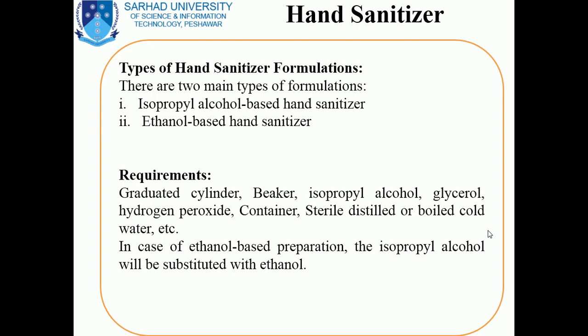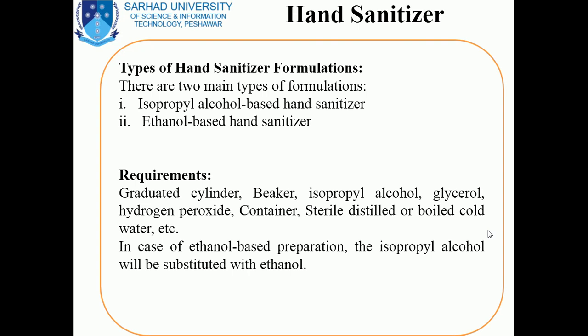Isopropyl alcohol, that is IPA, glycerol, hydrogen peroxide, and container in which it is to be mixed are kept as a final container from which we can make the smaller quantity, that is to be transferred to the bottles that are smaller in nature, and sterile distilled or boiled cold water. These are the requirements we need for the formulation of hand sanitizer.